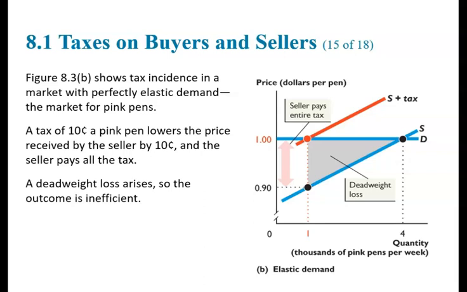So the seller basically takes the brunt of the total tax, and you also see this triangle area appearing over here, which means that there is a deadweight loss over here. So there is some sort of an excess burden of this tax, which is the deadweight loss, and the outcome is not an efficient outcome, it is an inefficient outcome.